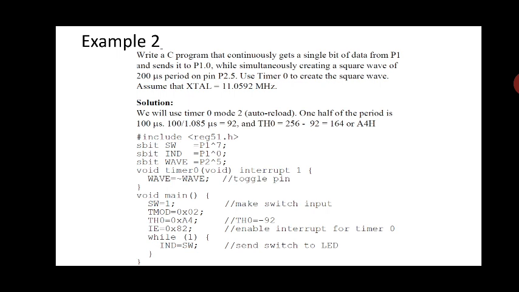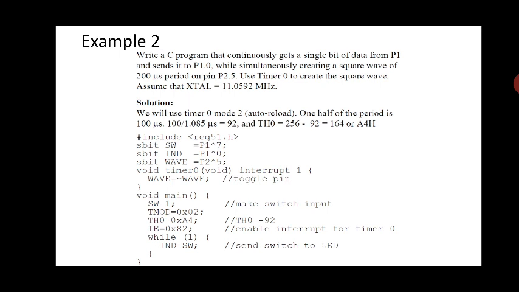Now, this 92 is a decimal value. In order to load TH0, you subtract it from 256. This is the standard format we followed in the previous module to get the corresponding timing operation. 256 minus 92 is 164, that is A4. Which register do I load this A4 into? TH0, to get a 100 microsecond time interval. I hope this is clear.